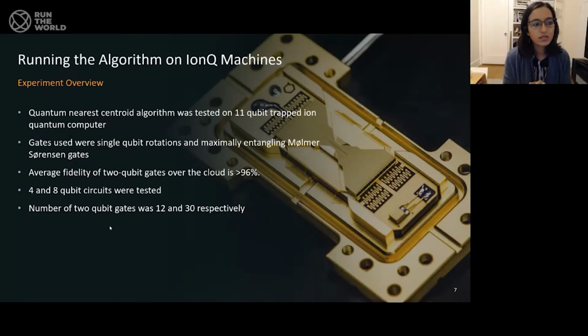Once the algorithm was designed by QCWare, that's where IonQ came in. We decided to test that quantum nearest centroid algorithm on an 11-qubit trapped ion quantum computer. We used gates that were native to the IonQ machine, and tested 4 and 8 qubits, which had 12 and 32 qubit gates respectively. If people are not too familiar with the state of the art of quantum circuits, running 32 qubit gates on 8 qubits is really pushing it in terms of what the hardware is capable of right now.